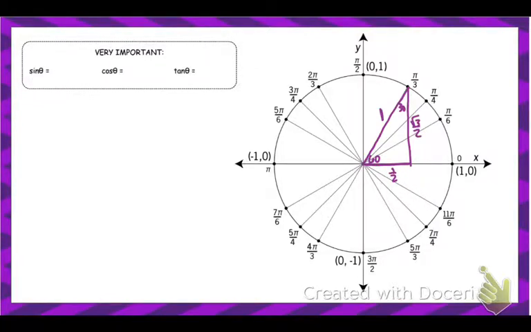Well, if you look at that point that's on the circle, what we're going to do is write the coordinates of that point, the x and the y. Well, I've gone over a distance of 1/2, and I've gone up a distance of root 3 over 2. So those are the coordinates of that point. All right, let's look at the pi over 4. We use that 45, 45, 90 triangle.